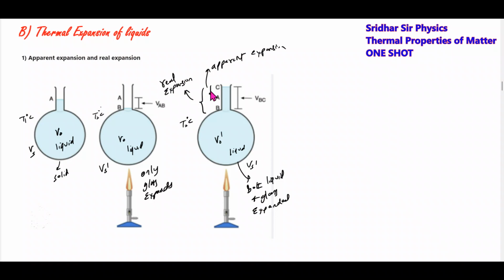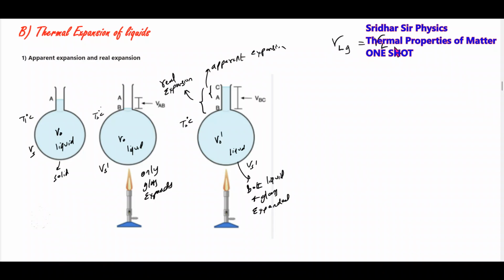A to C is what? The apparent expansion. The initial level of the liquid was at A, the final level at C. So that was the expansion of the liquid with respect to the vessel. What do you mean by apparent expansion? Expansion of the liquid with respect to the glass or solid. So how do we write here?